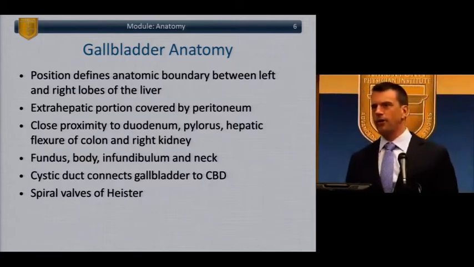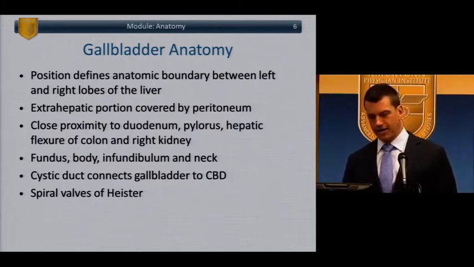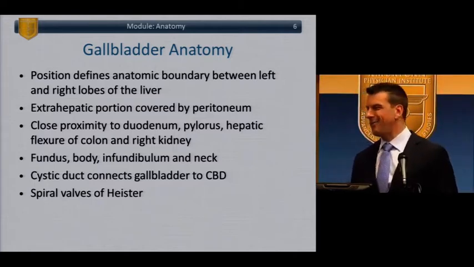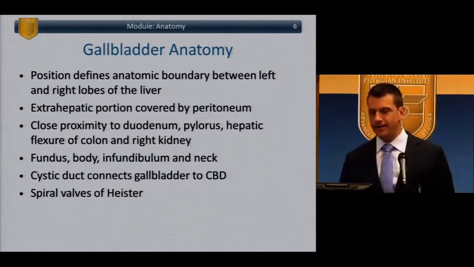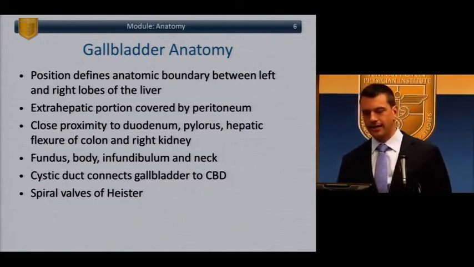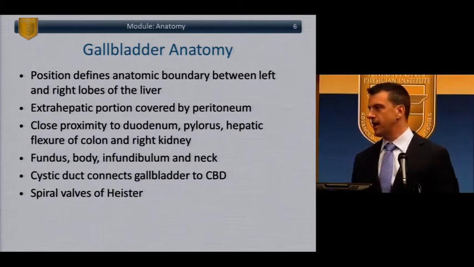It's important to understand the relationships. It's in very close proximity to the pylorus of the stomach, the duodenum, the hepatic flexure of the colon, and the right kidney, all intimately involved in this area. The gallbladder itself is divided into a fundus, body, infundibulum, and neck. The cystic duct connects the gallbladder to the common bile duct.